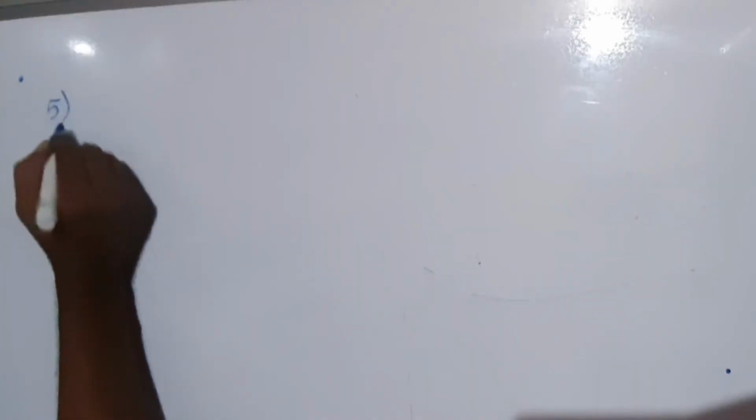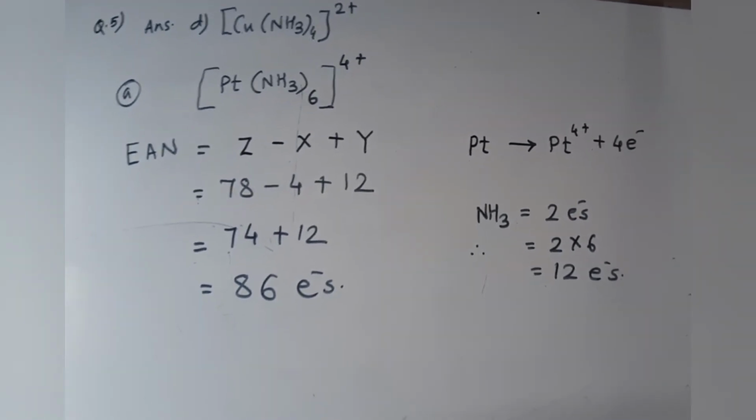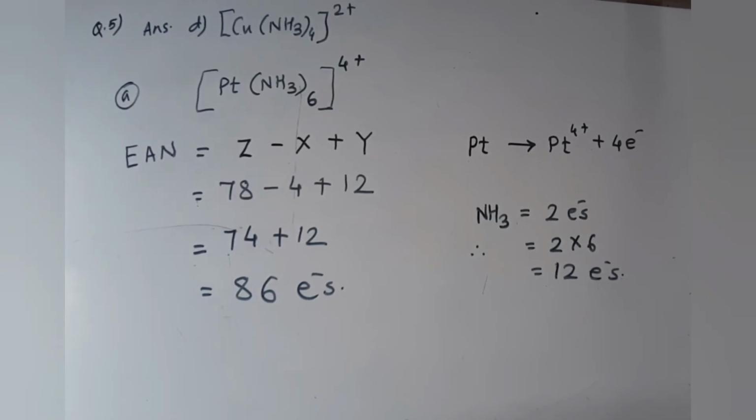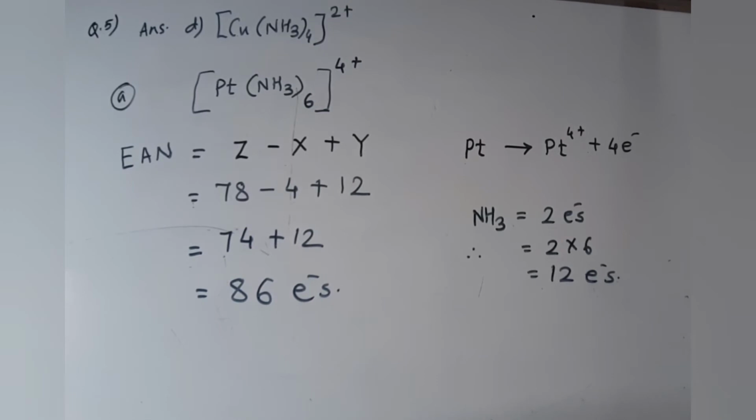Question number 5. Which of the following coordinate complexes is an exception to EAN rule? Given atomic number, platinum is equal to 78, Fe is equal to 26, Zn is equal to 30, and copper is equal to 29. 4 complexes are given. For question 5, correct answer is option D, that is Cu(NH3)4 2+. So we'll see for each option.